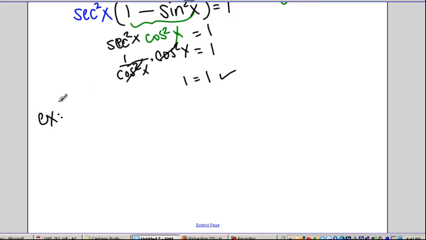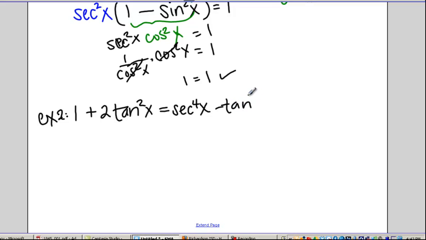Let's do another one. So we got one, this is example 2. So we got 1 plus 2 tangent squared of x equals secant to the 4th power of x minus tangent to the 4th power of x. All right. We are going to pick one side. And another helpful hint, which I probably should have written up there, is start with the more complicated side, which I would think is the right-hand side of this equation. So we're not going to mess with the left-hand side.